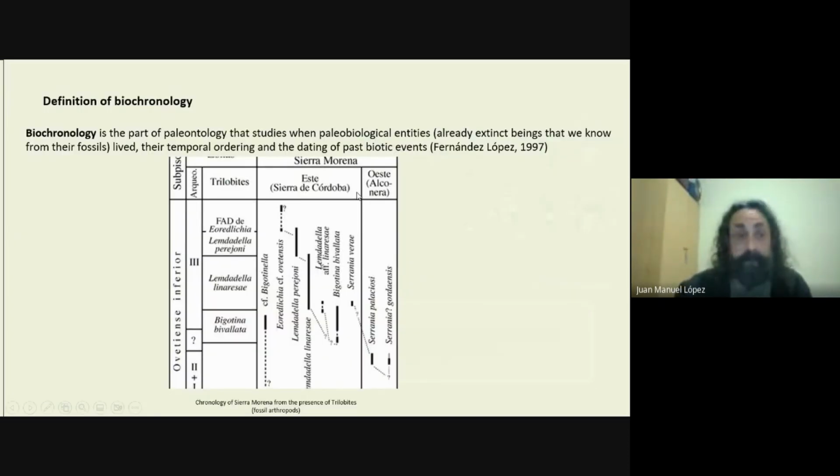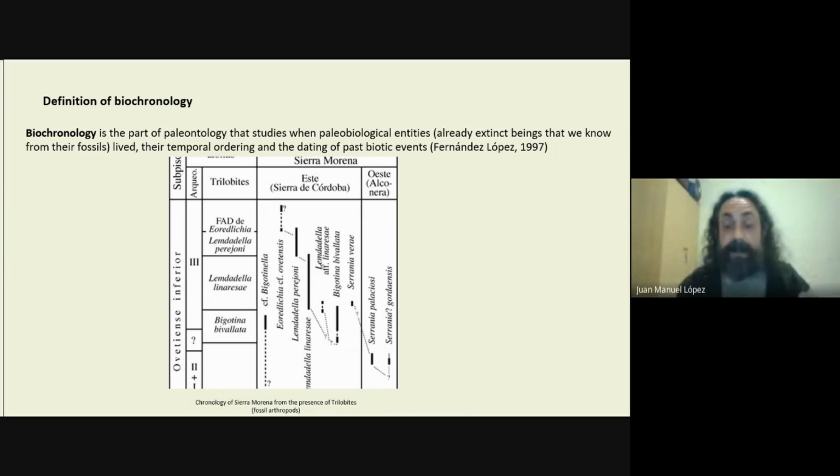Biochronology, or chronology done with living or, in this case, dead organisms, is a part of paleontology that studies when paleontological entities lived, their temporal ordering. This means that if you have a determined species in a chronological range, maybe you can know that it only exists in this range. If you can find a similar assemblage or similar association, you can know more or less that you are in the same chronological range.